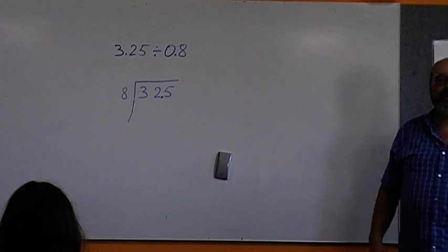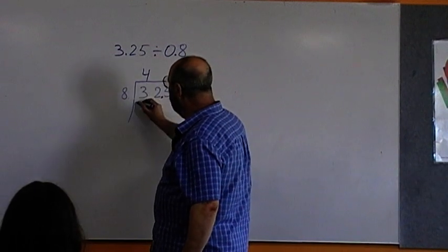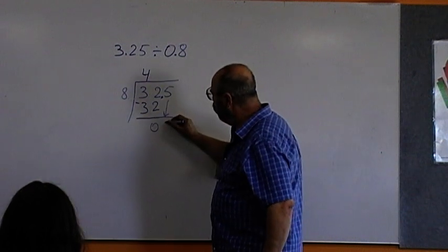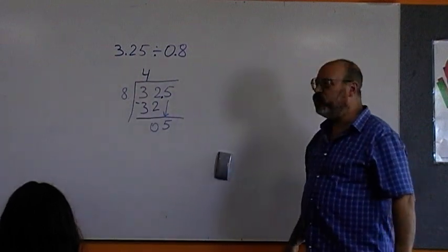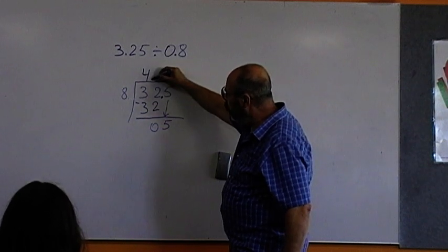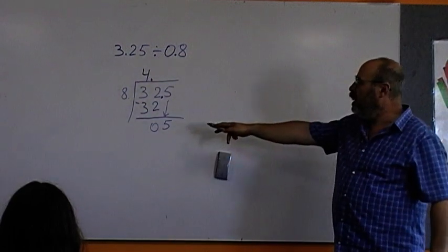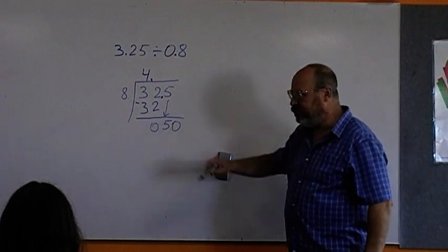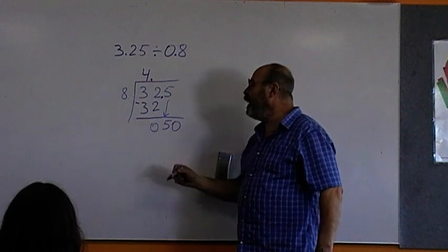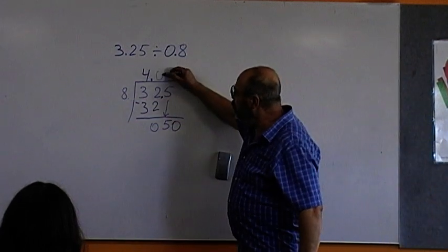So 8 going into 32, 4 times. No remainder. So we write 4. 8 times 4 is 32. Then we bring down the 5. 8 is not going into 5, so we put a zero. And since we are already using the number after the decimal point, we put a decimal point, and 0. So now we have 50. We need to add a 0 because 8 is not going into 5, so we add 0 here.